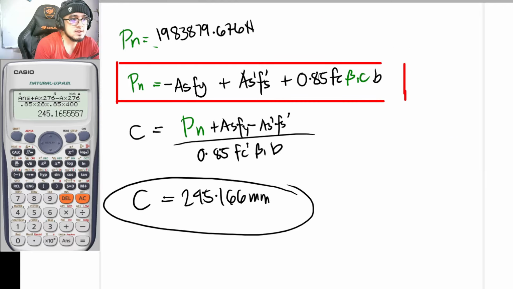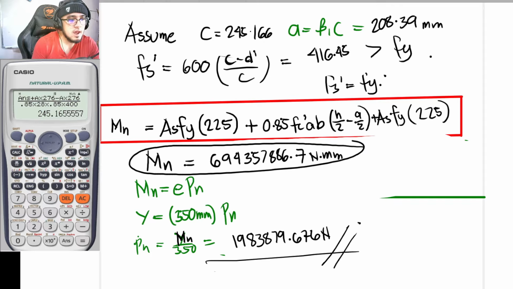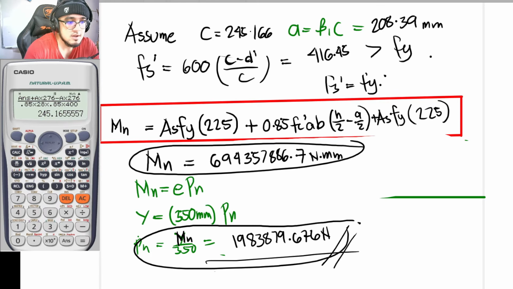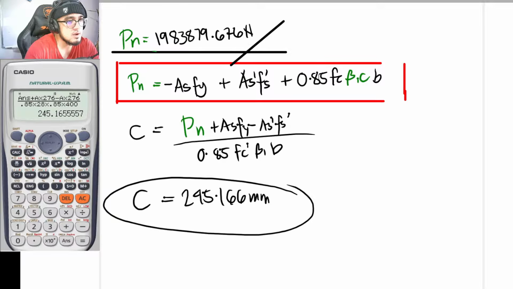Meaning guys, that our value for Mn is indeed this, and our value for Pn is this. So this is the exact value of our Pn. That is our nominal strength.